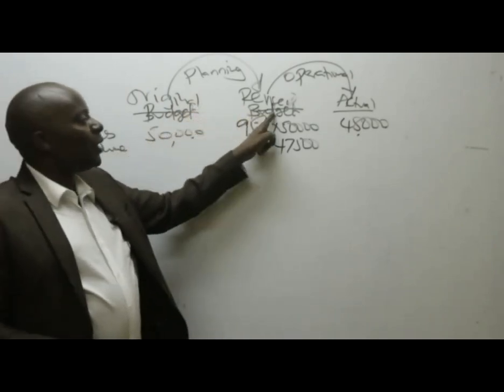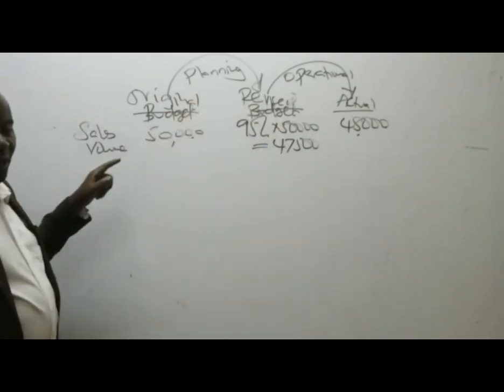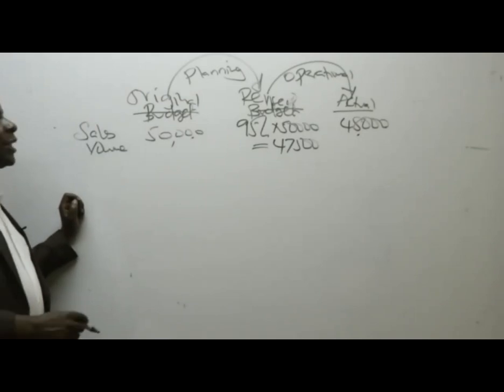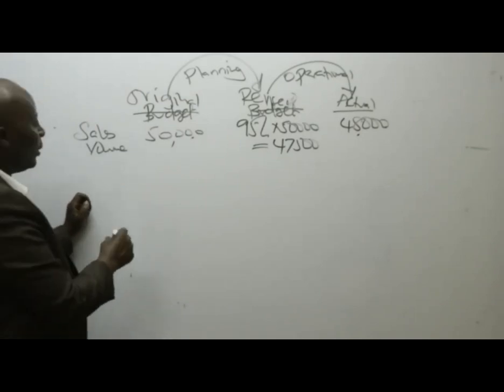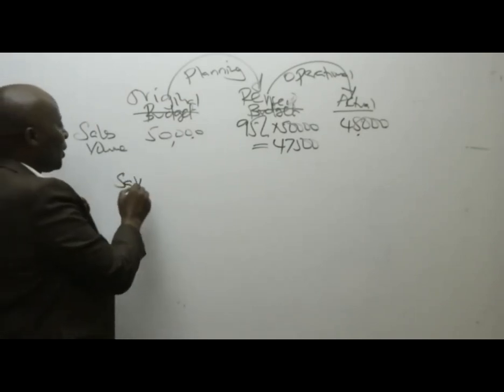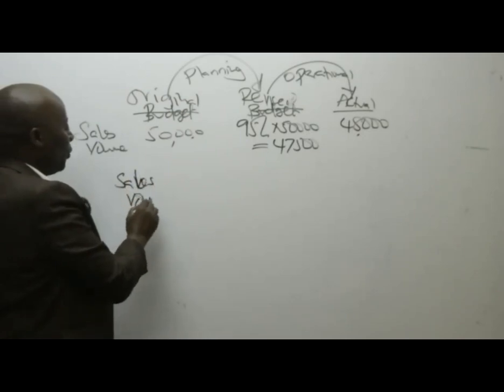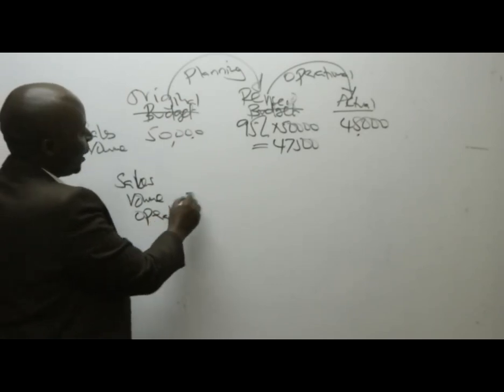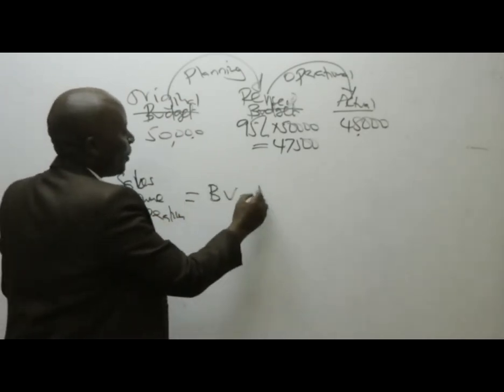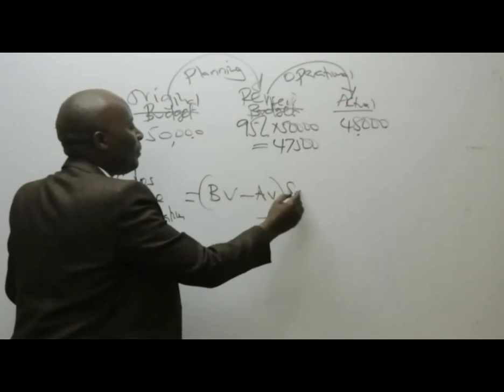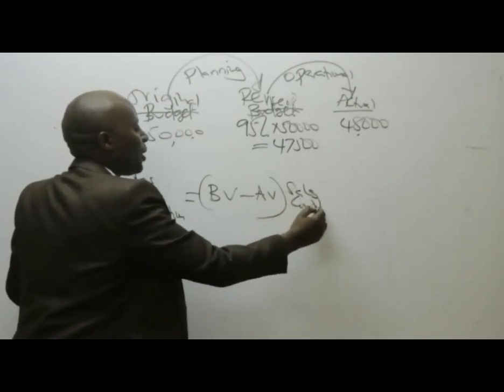And then we have revised versus actual. Those are what here, operational. So in this case, they want us to give them the sales volume operational variance. It is budgeted volume minus actual volume multiplied by sales contribution.